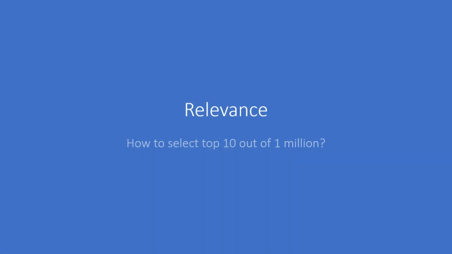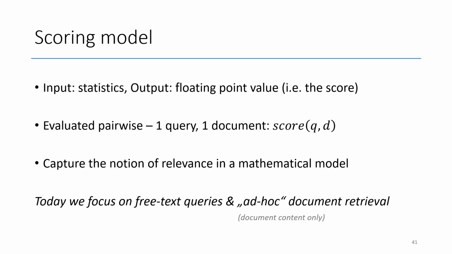So now we switch gears and we talk about how we can compute a relevance score and basically select the top 10 documents out of millions of available candidates. A scoring model is defined as having an input of statistics from our inverted index, and the output is a single floating point value, the score.